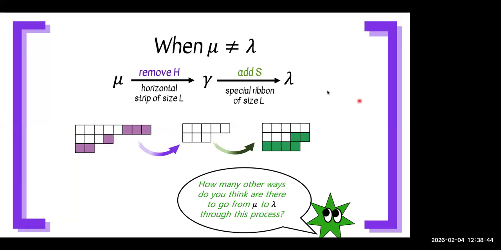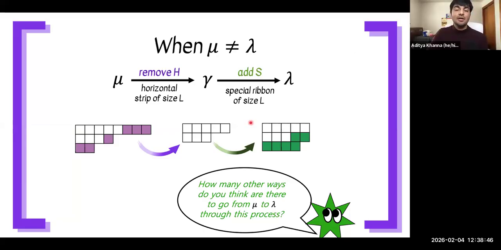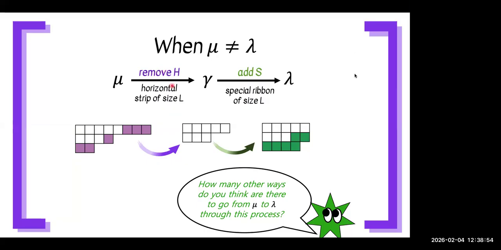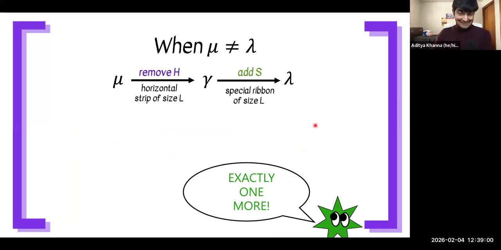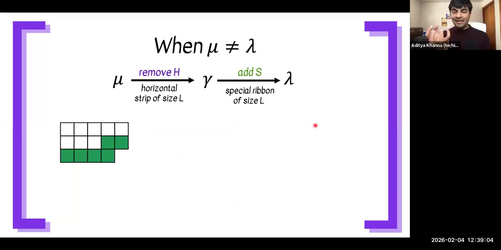Yeah, is there but one way to do it? Right. But I could remove a horizontal strip of a different size. Oh, okay. Yeah. I mean, spoilers, there's exactly one more way of doing it, which is the main fundamental essence behind the canonicalness that we'll see later. So, how do you figure out what this way is?